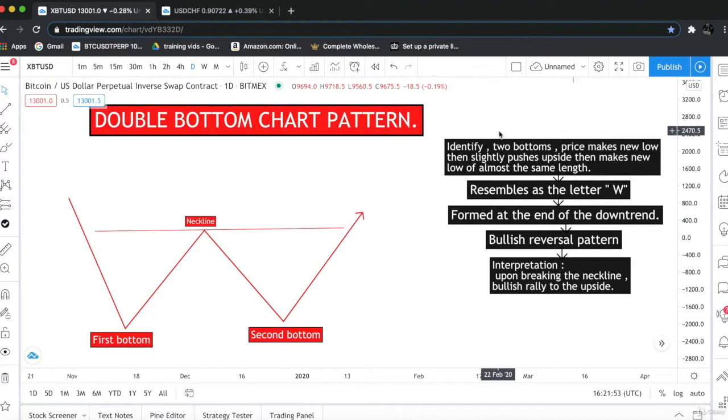Hello everyone, this is the double bottom chart pattern. The double bottom chart pattern consists of two bottoms. As you can see in this example which I have drawn below, the double bottom consists of two bottoms.